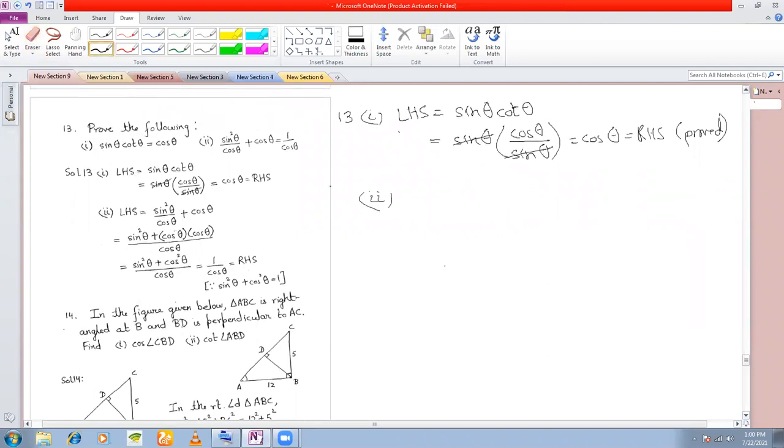Next is you need to show sine square theta by cos theta plus cos theta is equal to 1 by cos theta. So start from the left hand side. Sine square theta divided by cos theta plus cos theta. We want to prove that this is equal to 1 by cos theta. So you take the LCM.